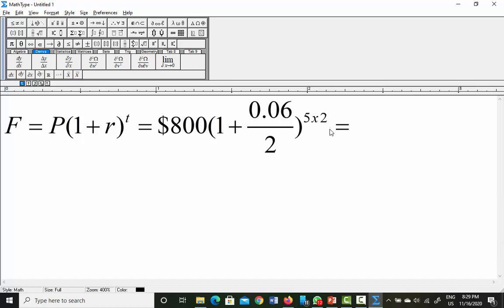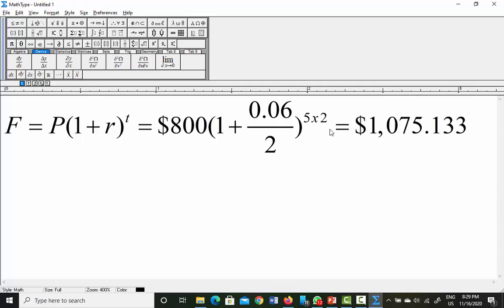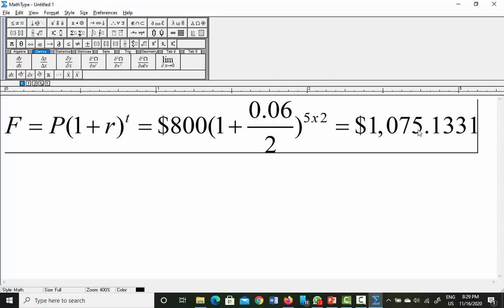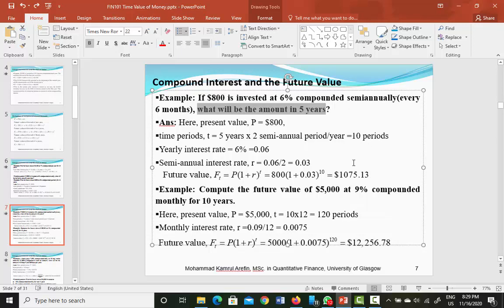Right. So the answer is $1075.1331. This is the future value you will get after 5 years. Right. So let's calculate the next one.